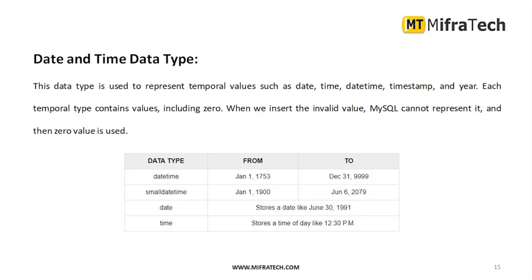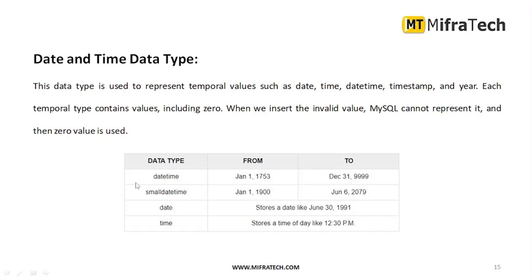Each temporal type contains a value including 0. When we insert an invalid value, MySQL can't represent it, and then a 0 value is shown. When we enter a date and time, those are temporal values. When we give an invalid value, it is represented as 0. It can't represent the date and time, so it will represent it as 0.